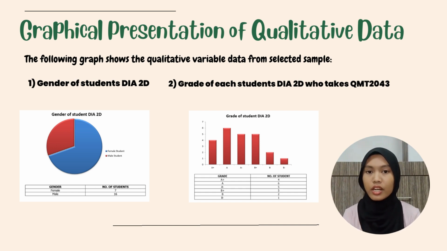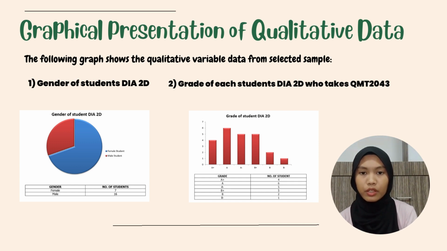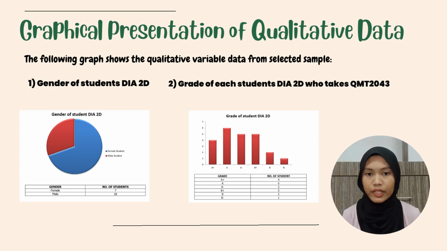Number 2. The grades of each student in DIA 2D who take QMT 2043 are divided into 6 grades, which are A plus, A, A minus, B plus, B, and B minus. There are 4 students who get A plus, 6 students get A, 5 students get A minus, 5 students get B plus, 2 students get B, and 1 student gets B minus.